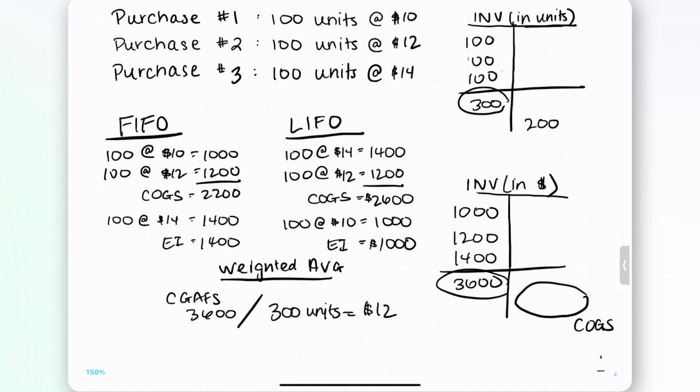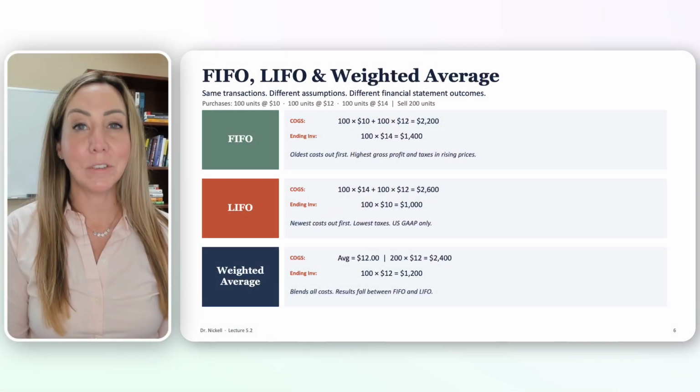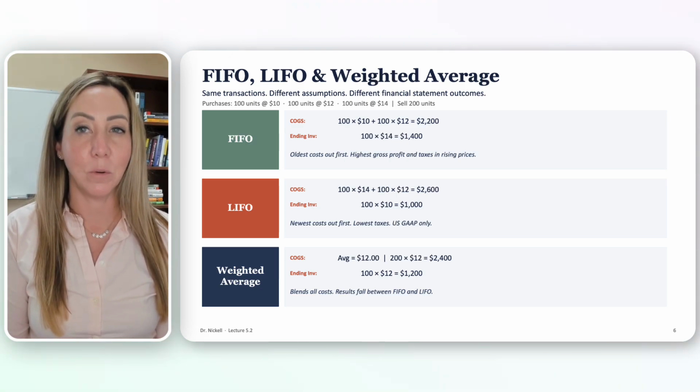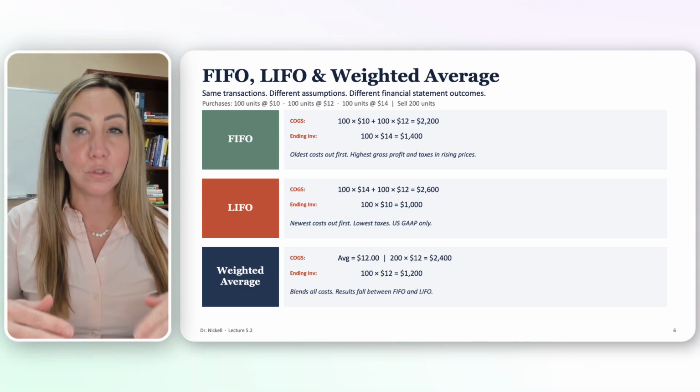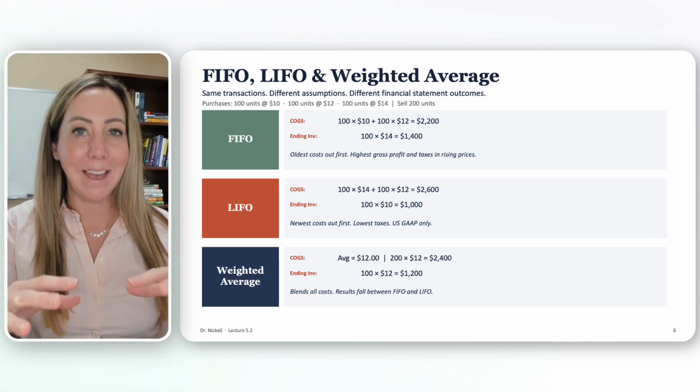Now we know we sold 200 units, so 200 units at $12 is $2,400. So that is our cost of goods sold under the average cost method. And 100 units at $12 is our ending inventory. Same purchases, same sales. Cost of goods sold, though, differs by $400 between FIFO and LIFO. That $400 flows straight through to gross profit, net income, and the tax bill.